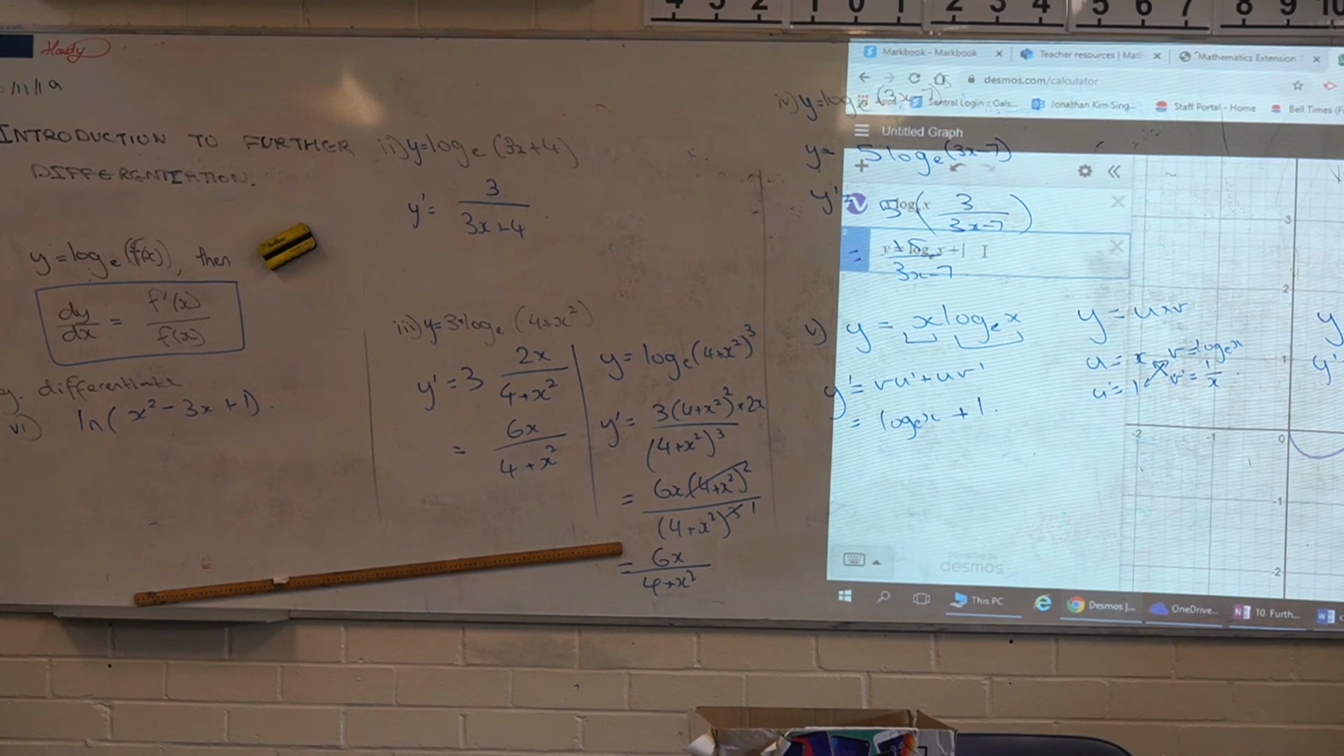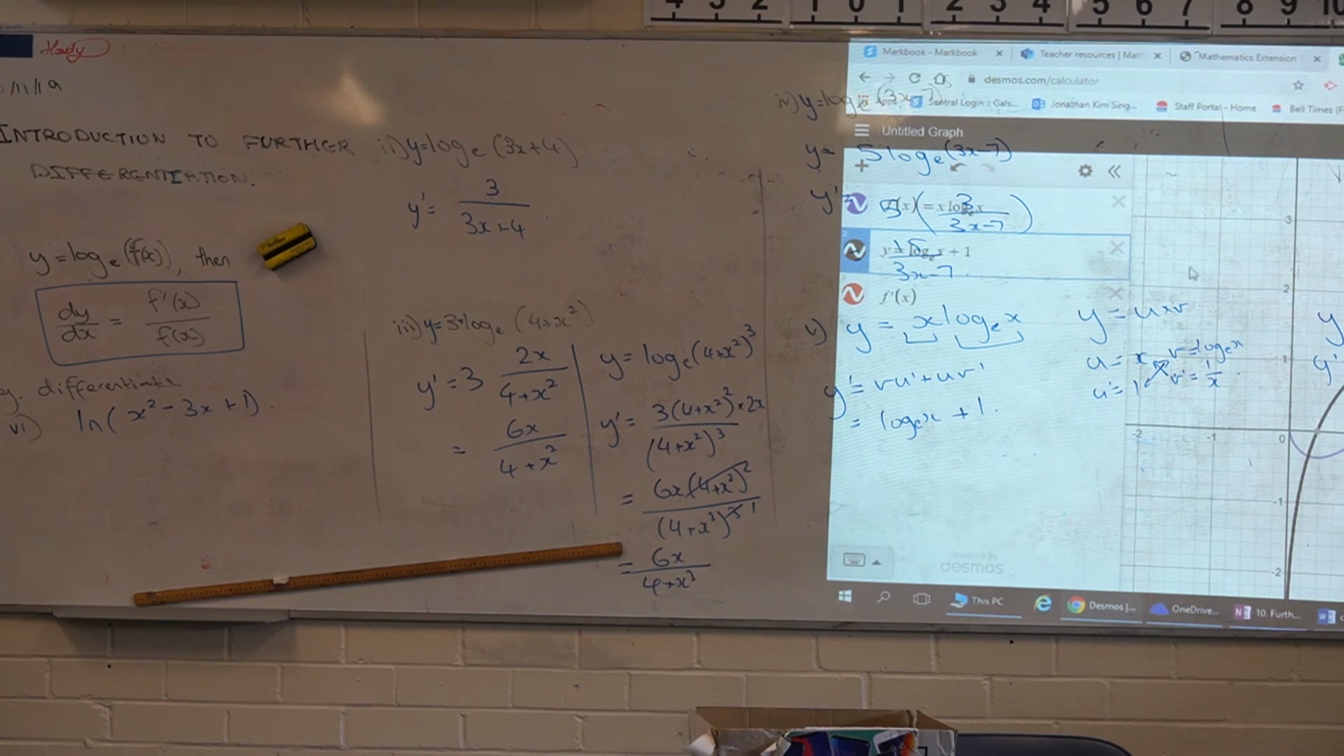Check the derivative graph. We got it right. F dash of x is log e of x, plus 1. There you go.